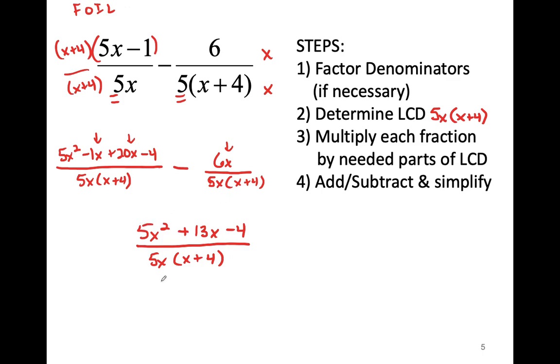Some of you might be tempted to cancel out these 5s, but we have addition here that stops us. Remember, we can only cancel across multiplication, not across addition or subtraction. So that is as simple as we can go. We've added and, in this case, subtracted our rational functions, and that's the work that you're going to do today.